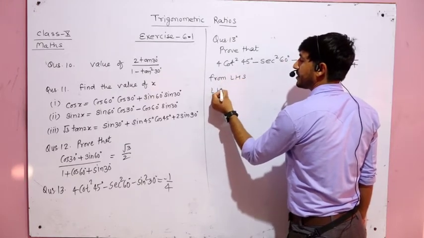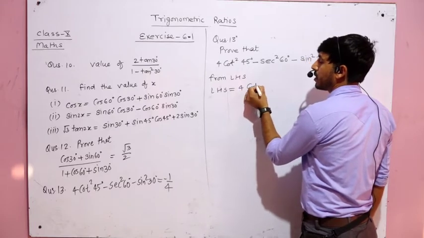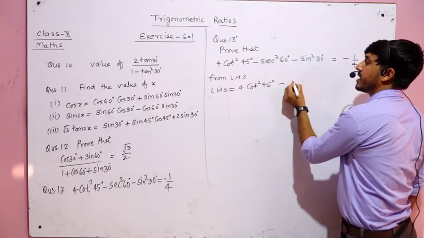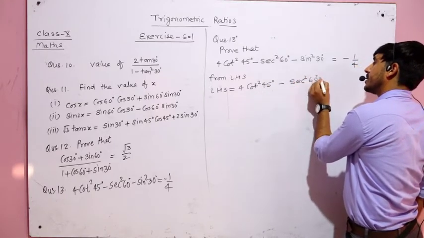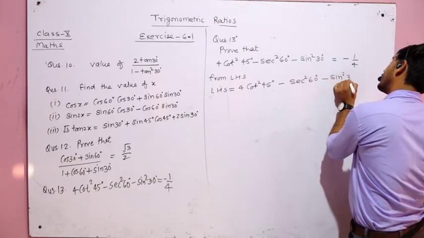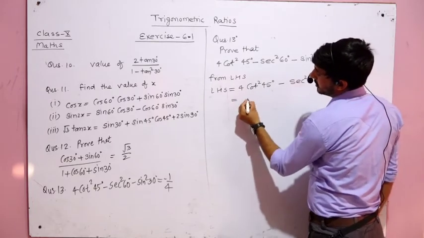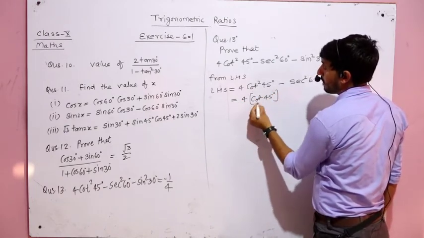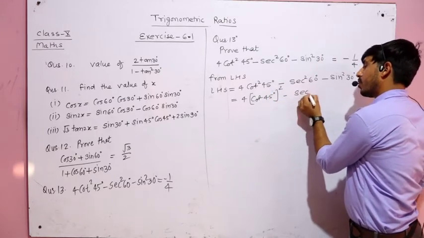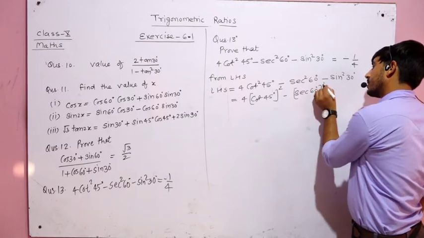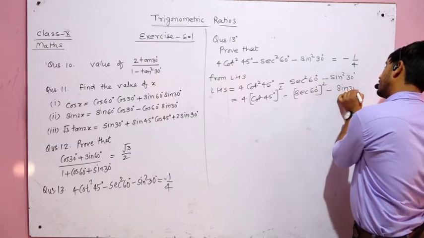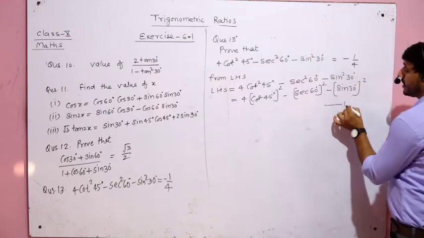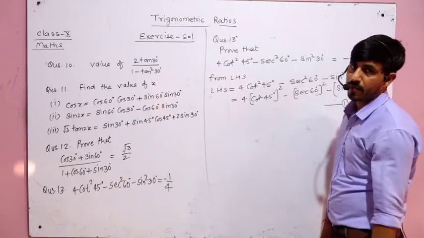The LHS is given as 4 cot square 45 degree minus sec square 60 degree minus sin square 30 degree. Then we can write the given terms in terms of the square of cot 45 degree, minus the square of sec 60 degree, and the square of sin 30 degree. We will take this step as equation number 1.